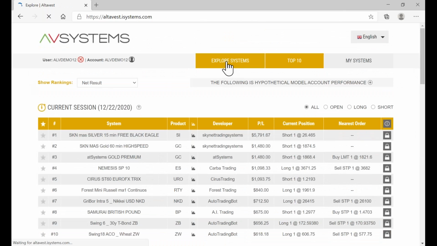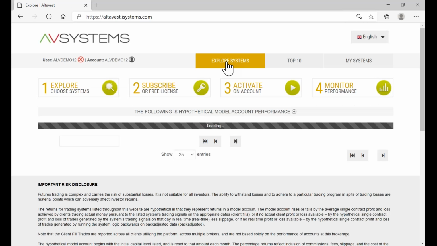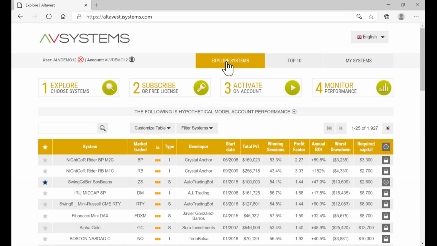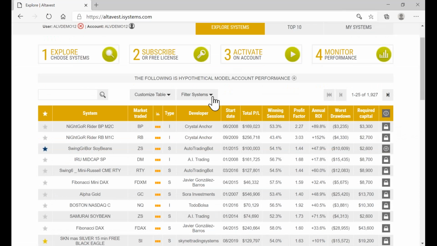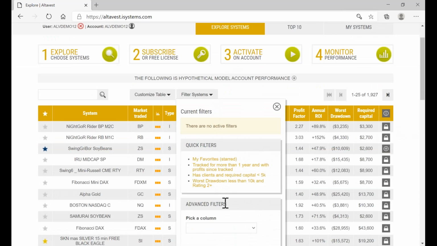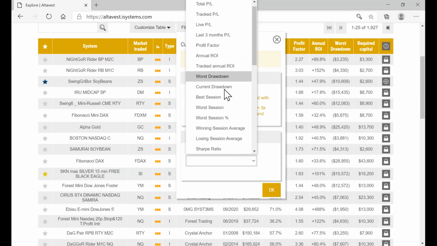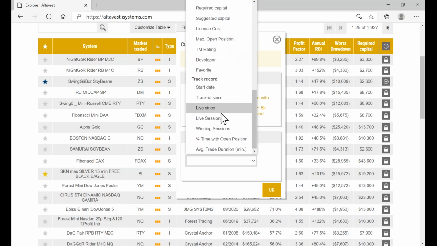So there you have it. That's an overview. We could get a little bit deeper, but really it's that simple. You have a menu of systems, in this case about 1900 available. You can filter and sort for any systems based on any criteria that you find suitable.